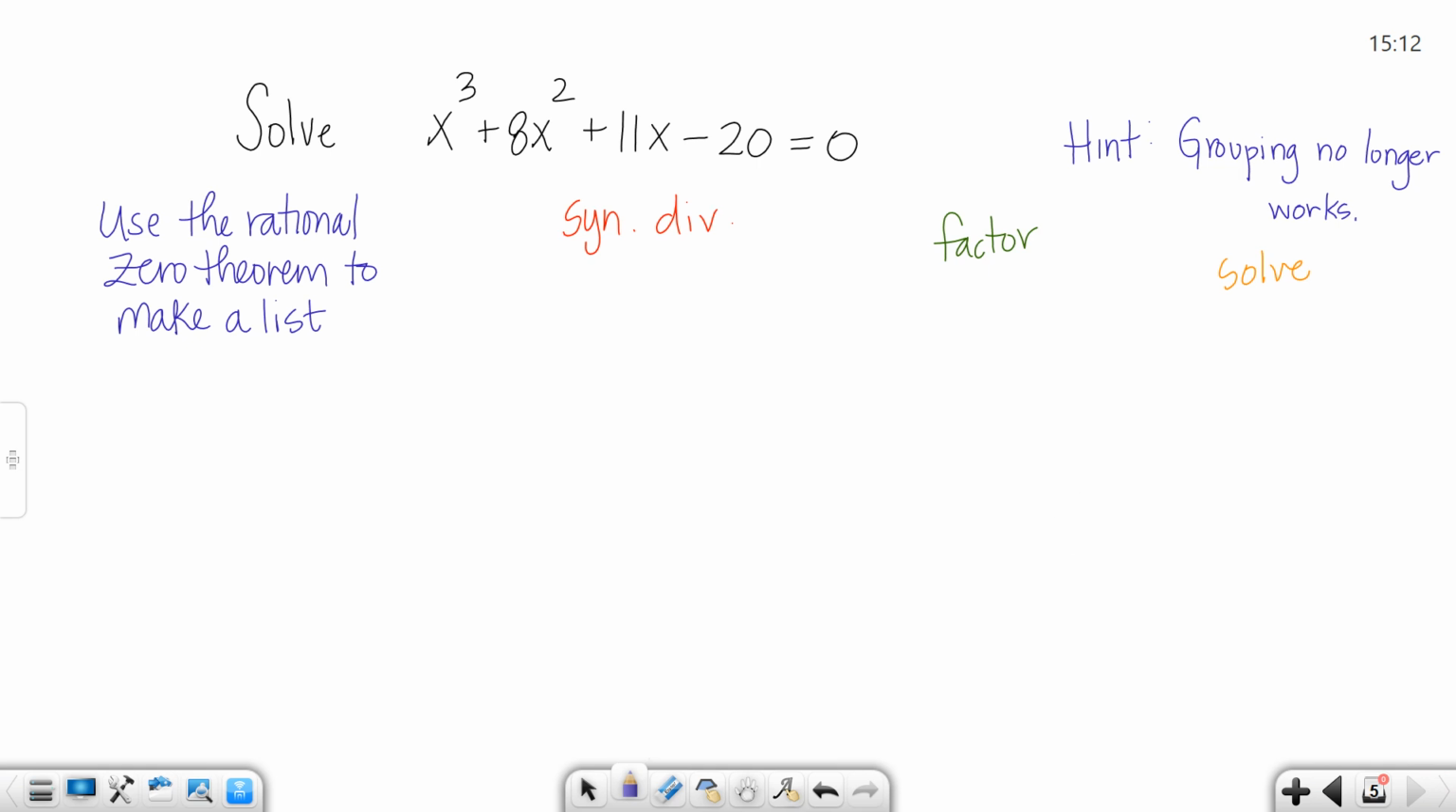Now, this is exactly the same problem that we did on the previous slide. It just has a different verb. So again, solving an equation set to 0 is the exact same concept as finding the zero of a function.